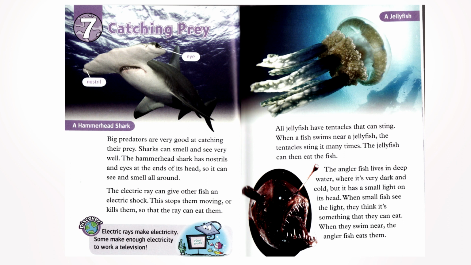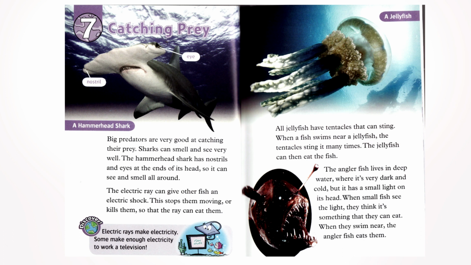Chapter 7. Catching Prey. Big predators are very good at catching their prey. Sharks can smell and see very well. The hammerhead shark has nostrils and eyes at the ends of its head, so it can see and smell all around. The electric ray can give other fish an electric shock.